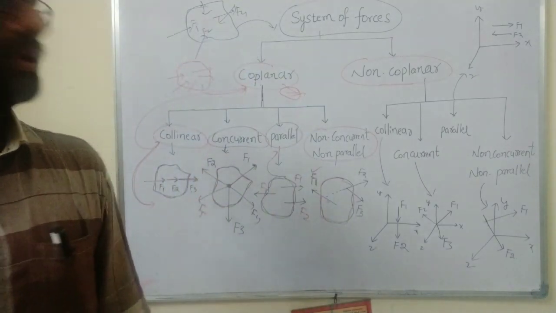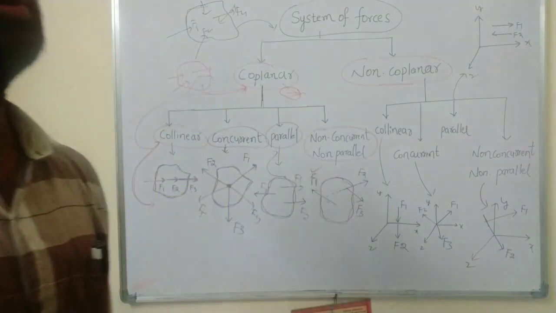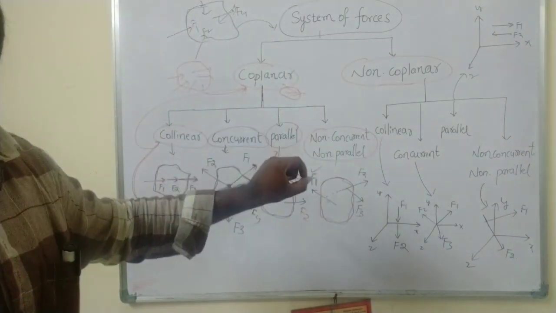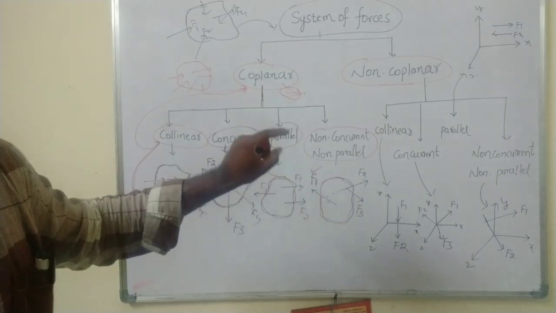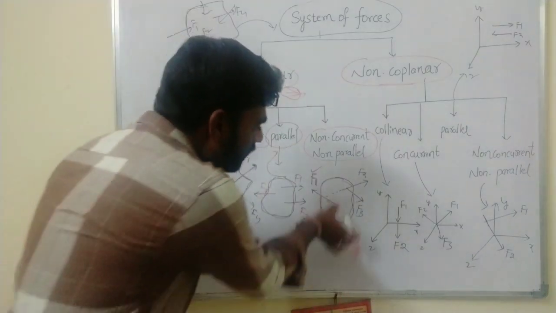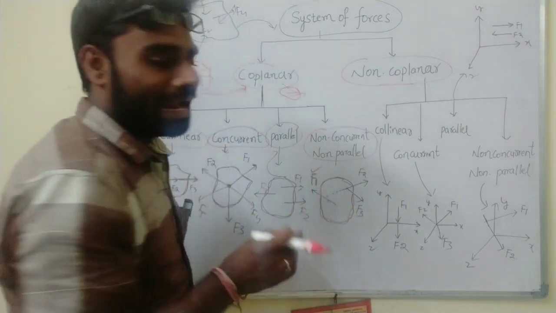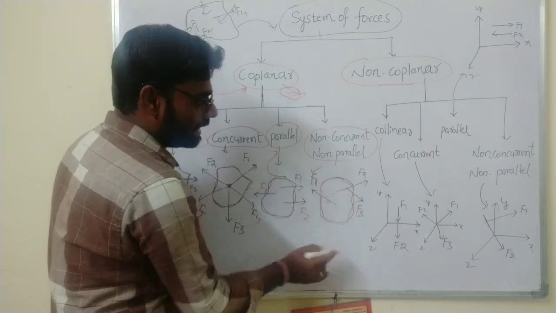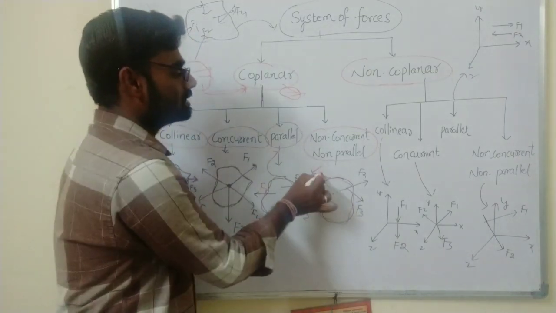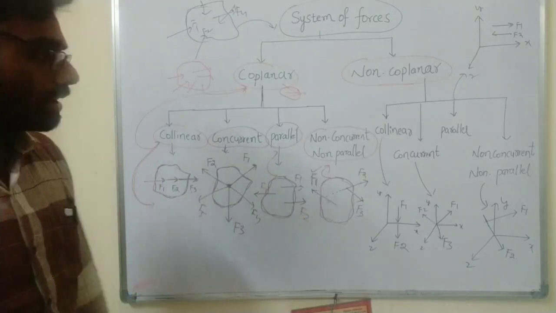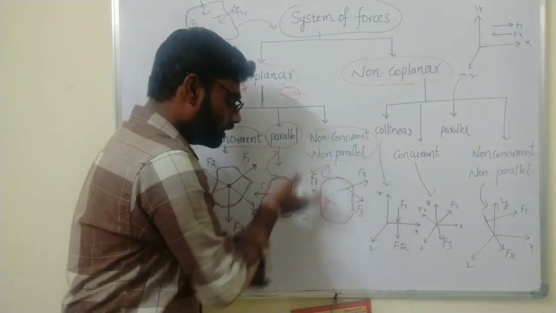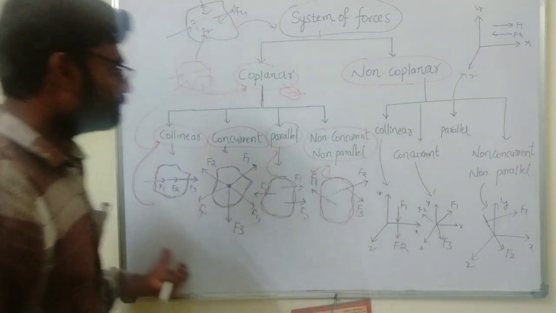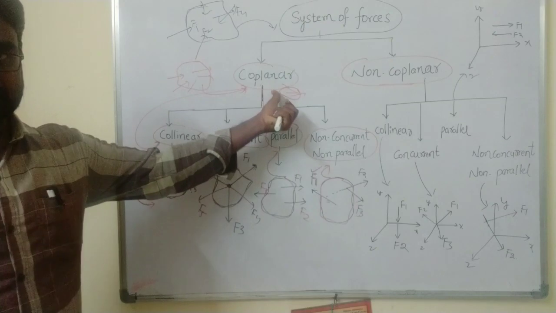But how to define non-concurrent, non-parallel forces? Okay, see here, the line of action of forces are neither parallel, nor meet at a single point. Neither parallel nor meet at a single point. So that is known as non-concurrent, non-parallel forces. But all the forces lie in the same plane. That means within the same plane. All the forces acting within the same plane are coplanar forces.